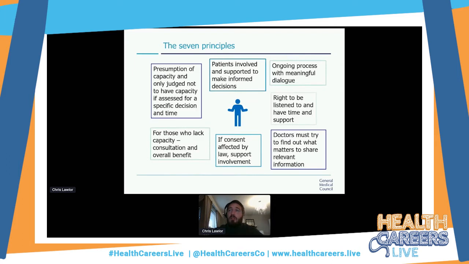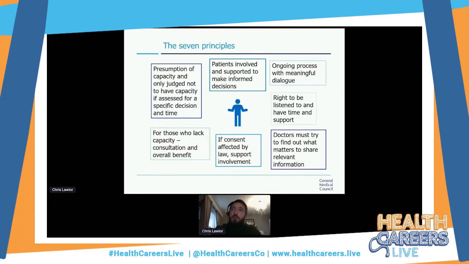And the way to do that, if we sort of follow it round to the right-hand side, is to ensure that these conversations are always ongoing. So it's not a one-off decision that a patient's making, there should be ongoing conversations which are keeping the patient involved in the process and making sure that they know where things are up to, and that they can perhaps change their mind if they want to change decisions that have already been made, that they can do that. So it needs to be an ongoing process with meaningful dialogue and conversations taking place.